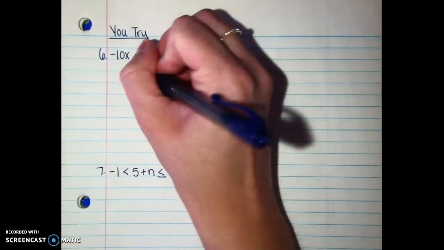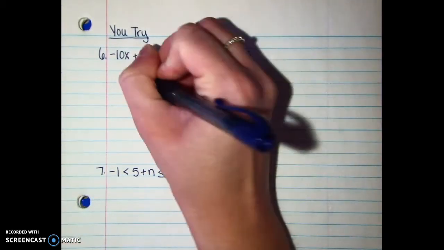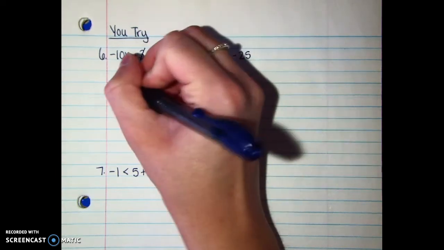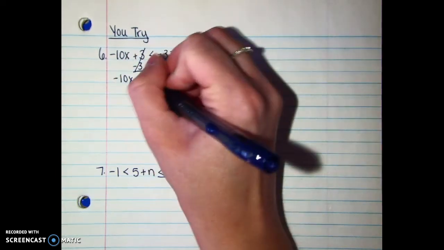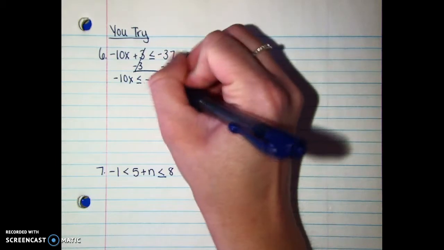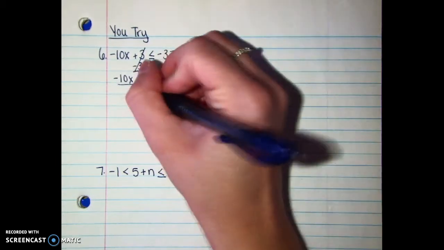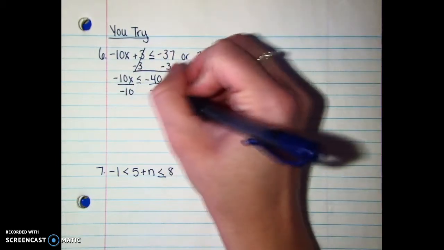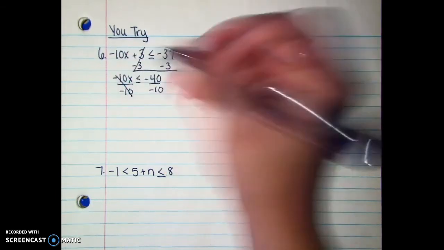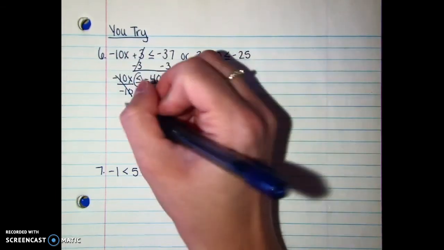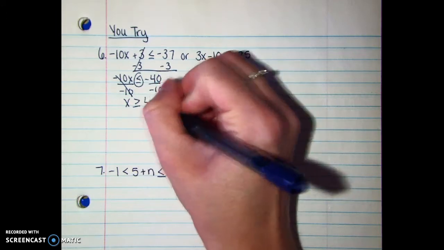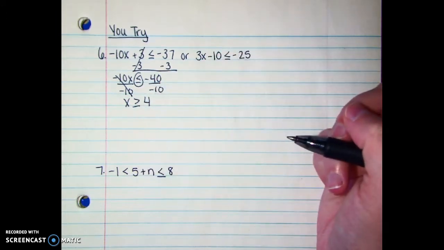Okay, so for this one, hopefully you subtracted 3 first. That is negative 10x is less than or equal to negative 40. Divide by negative 10. I divided by a negative, so I'm going to flip the sign. And that's x is greater than or equal to 4.